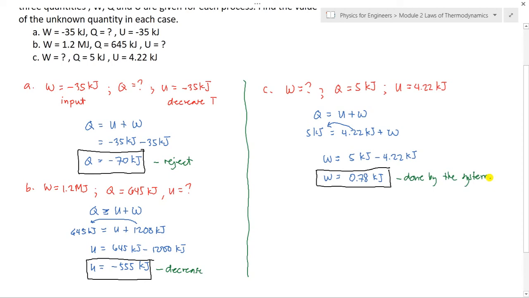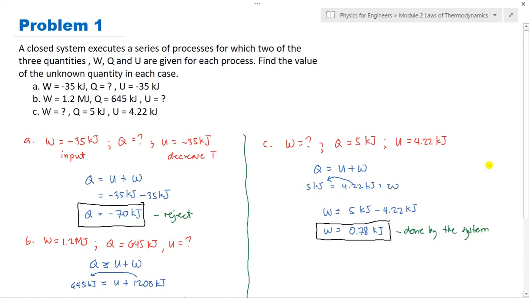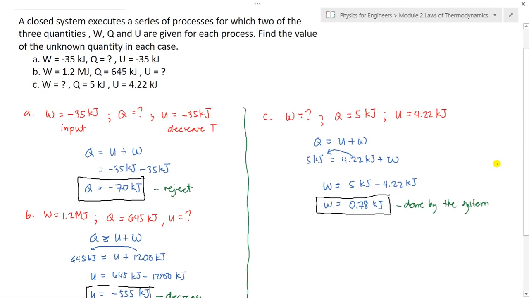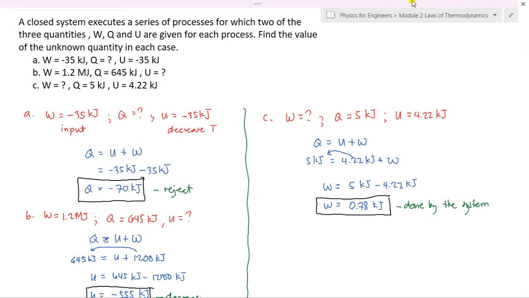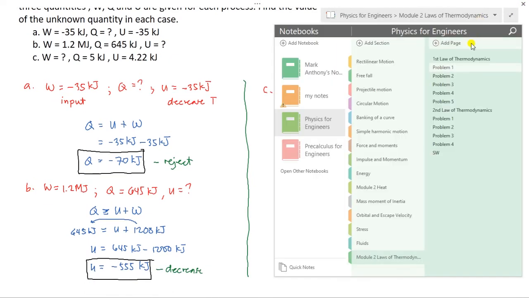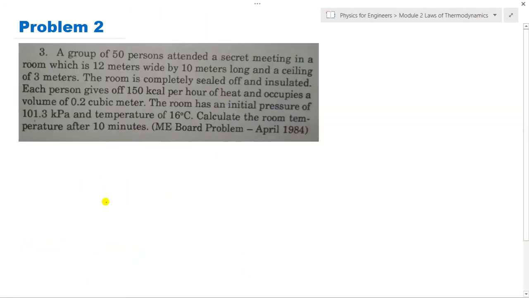Okay. Any questions? Any questions here? No. So here it is a bit tricky. Again, we often forget to indicate the sign. If the sign changes, it means something different. So let's proceed to the second one.